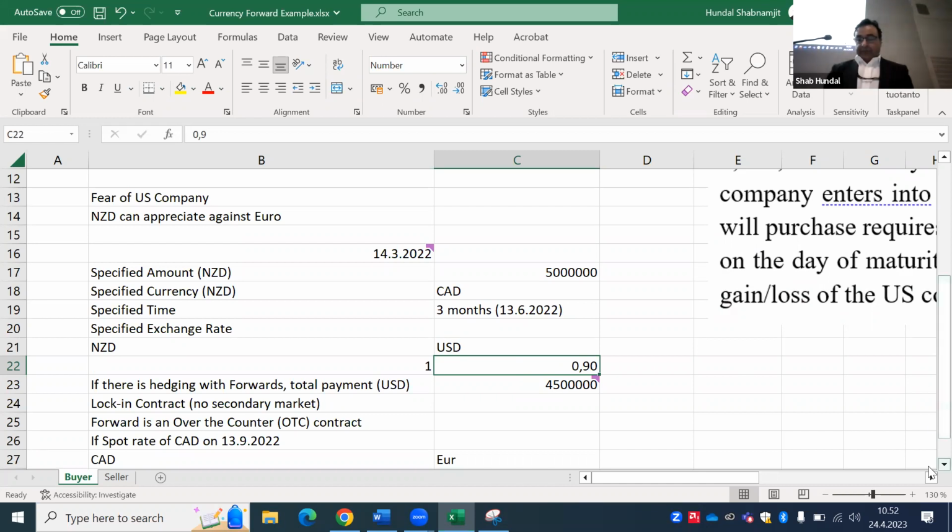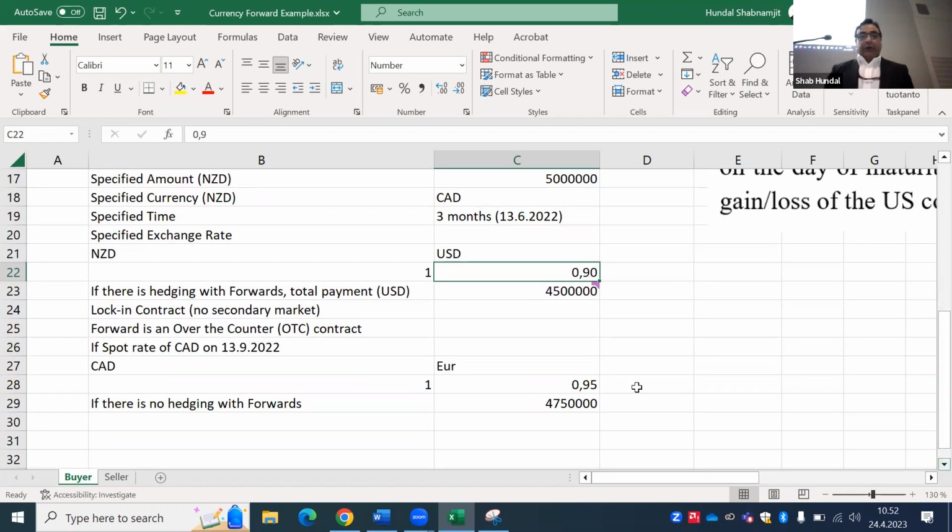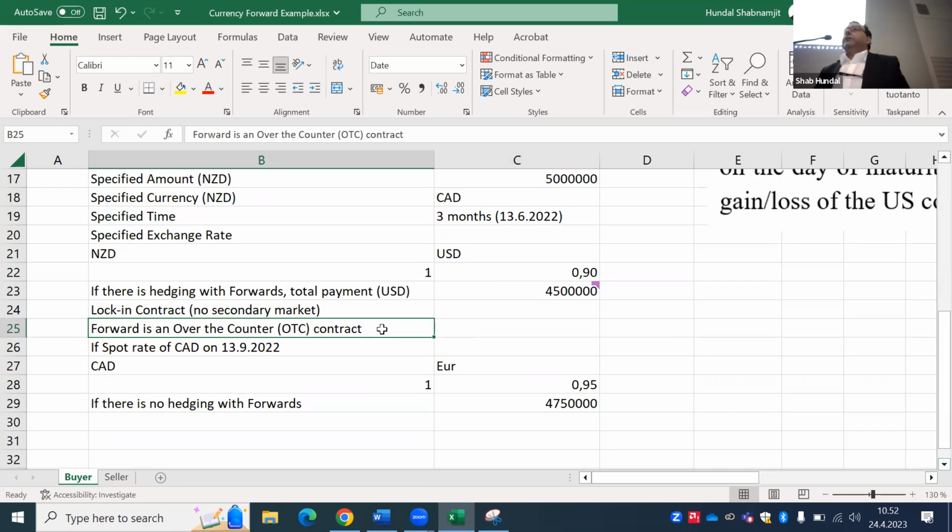The forwards, just to repeat, are over-the-counter contracts because it's not something you bought from the market. It is tailor-made between you and the bank. It's a negotiated thing, okay? So it's not something you have bought from the stock market or anywhere. And there's no secondary market.